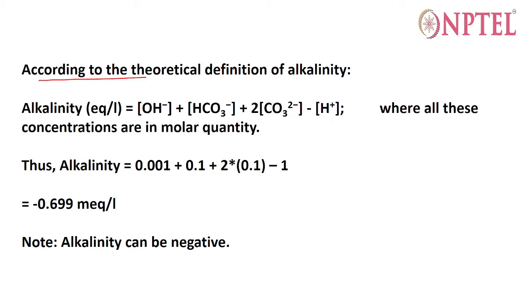Basically, according to the theoretical definition of alkalinity, I hope everyone has gone through the lectures and notes, so you can relate to what the definition of alkalinity is and how we are getting this. I will not explain it, but I will briefly say that alkalinity, in equivalents per liter, is the sum of the ions capable of accepting H plus ions: OH minus ions, HCO3 minus, and also CO3 2 minus.